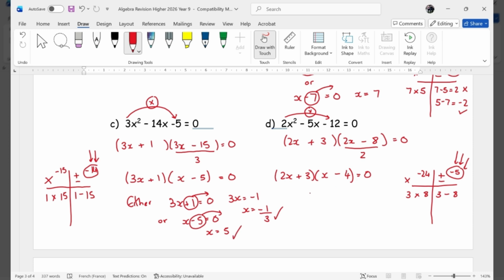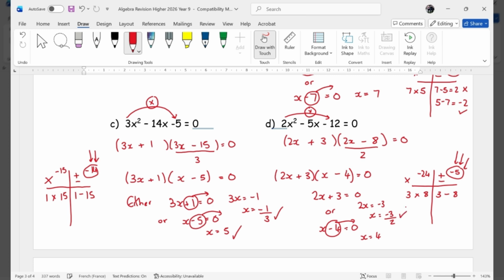And for this one, 2x plus 3 equals 0, or x minus 4 equals 0. Opposite of minus 4 is plus 4. Opposite of plus 3 is minus 3, but in this case, I got to divide that minus 3 by 2, write it as a fraction.